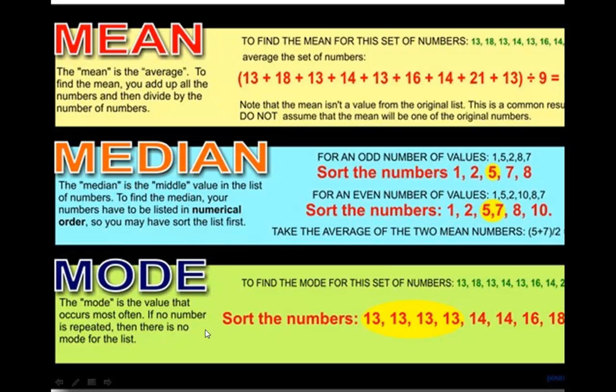Mode is the value that occurs most often. If no number is repeated, then there is no mode for the list. For this example, 13 is the mode of the data set.